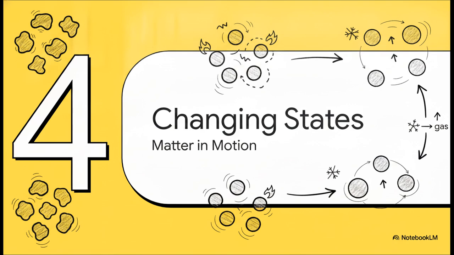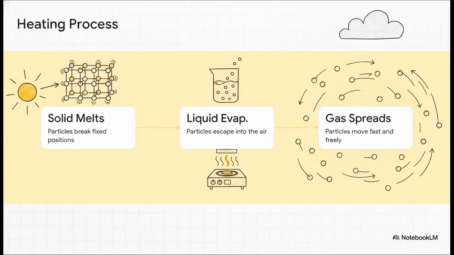Section 4. Changing states of matter. As we systematically add heat from a source, maybe the hot afternoon sun or a stove, we actually watch the physical structure break down. First, a solid melts. The particles gain energy and vibrate so intensely they just break away from their fixed, rigid positions.